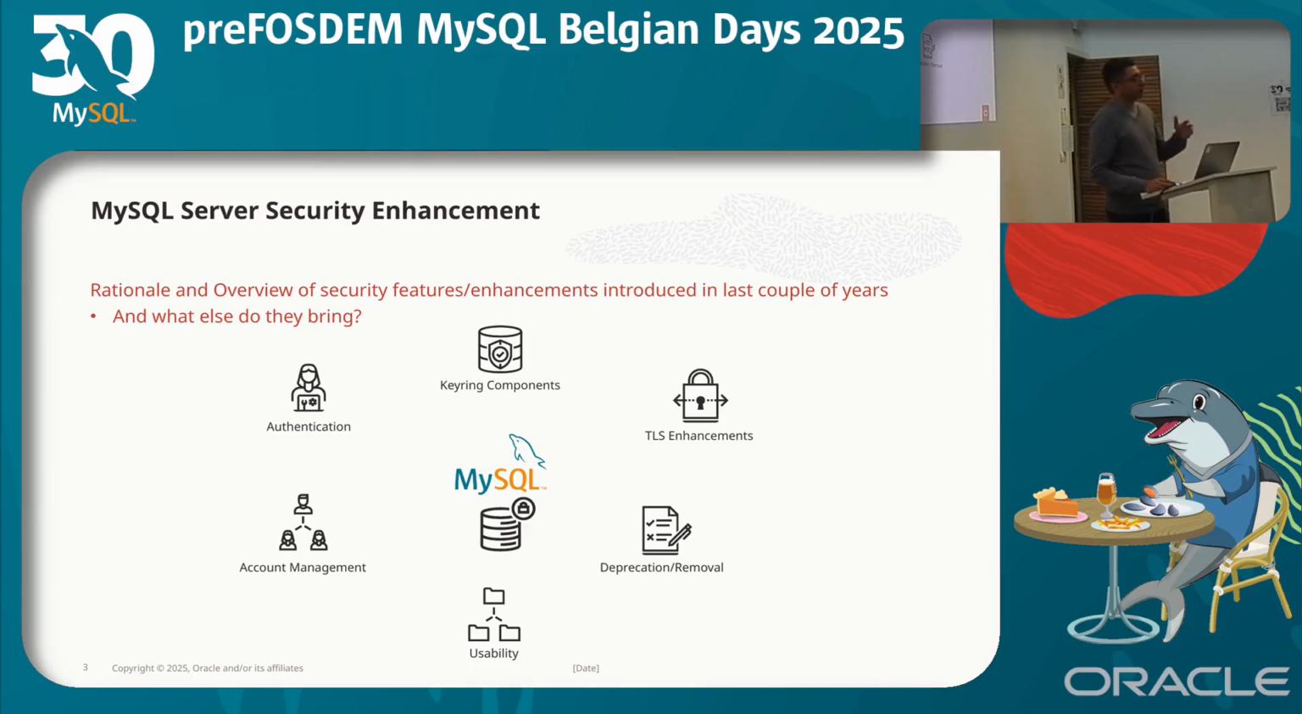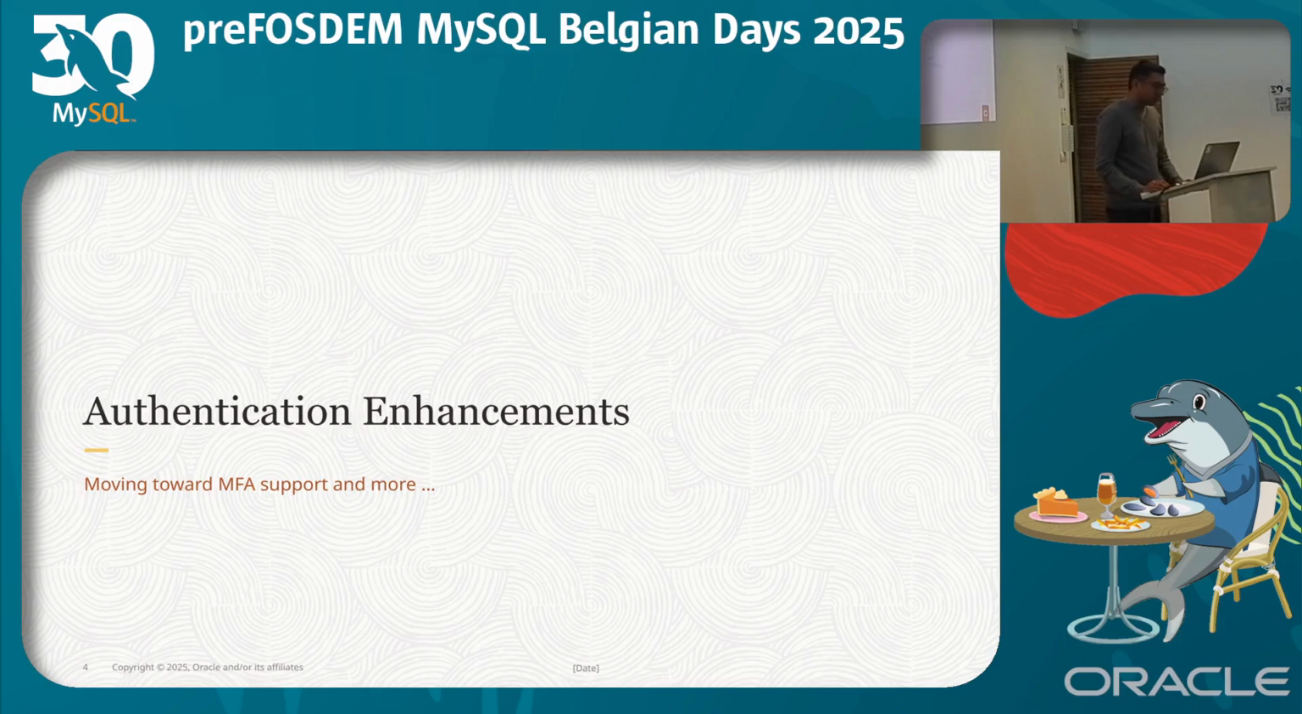So I'm going to touch something on authentication, user management, why we are migrating to components, and some of our latest components. We'll also talk about some of the usability enhancements that we have introduced, and deprecation removal. Fair warning, part of these features will be available only in Enterprise Edition or the Cloud Edition as well. But yeah, that's how it is. All right, so let's jump in.